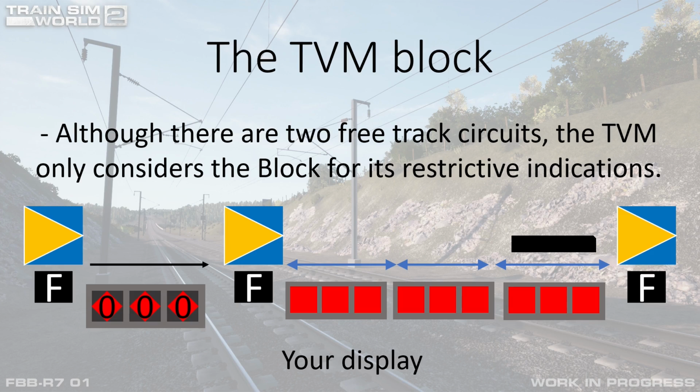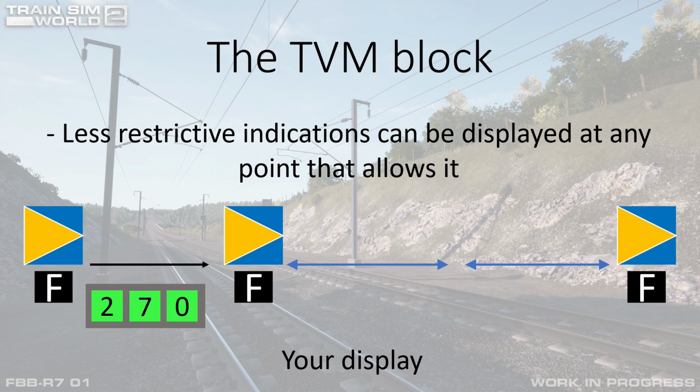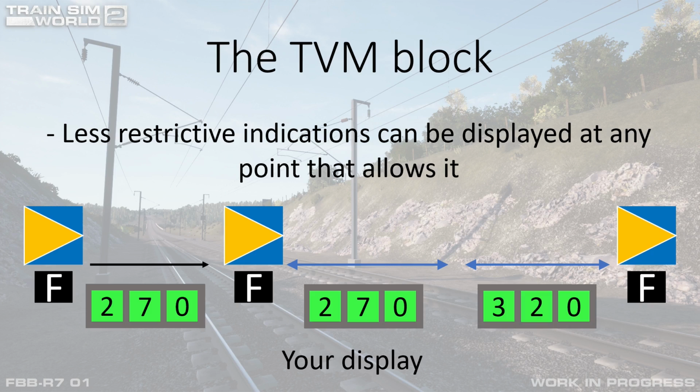This story of track circuits leads to one last interesting case, this time for permissive aspects: less restrictive indications, permissive aspects, can be displayed at any point that allows it. So let's say that in theory, you're running on the first block under a 270 clear track aspect on your TVM. You enter the next block on the first track circuit, and the speed is still 270 for this line. But in the middle of that block, the line speed jumps up to 320. Well, entering the second track circuit, your TVM can display 320 clear track and will jump to that when you enter the second track circuit.